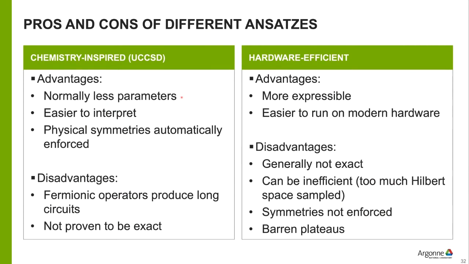And as for hardware efficient ansatz, it's more expressible, easier to run on hardware, but it can be very inefficient when you spend too much Hilbert space and you have to optimize a large number of parameters, and you might encounter barren plateaus, and you also don't have symmetries enforced. Additionally, there are ways to do it, but it is extra work that needs to be done to enforce those symmetries if you want to have the solution that's restricted to the physical results.